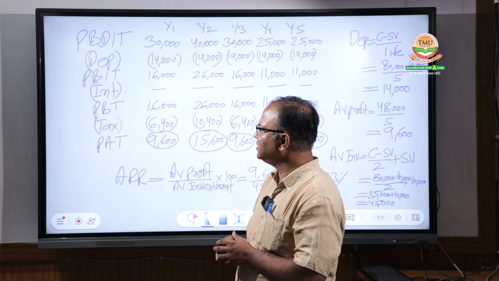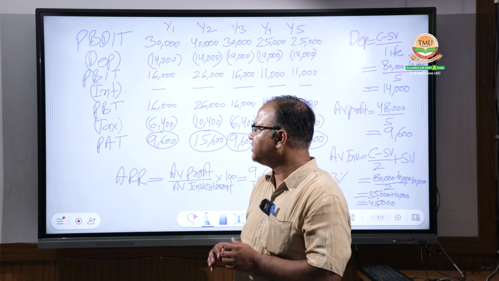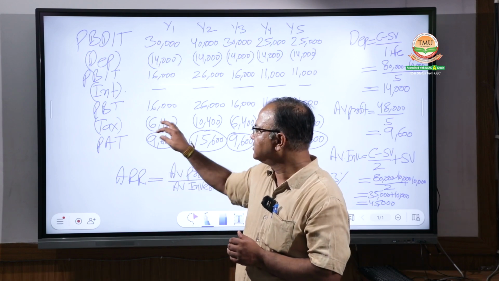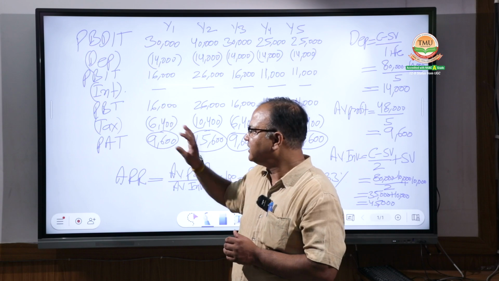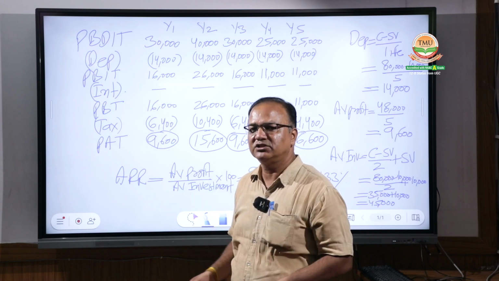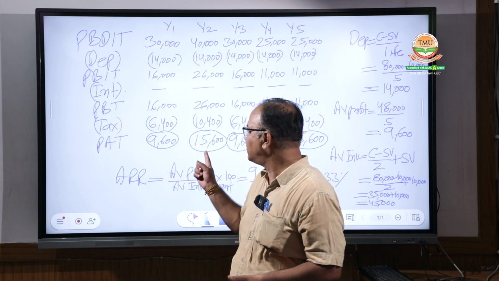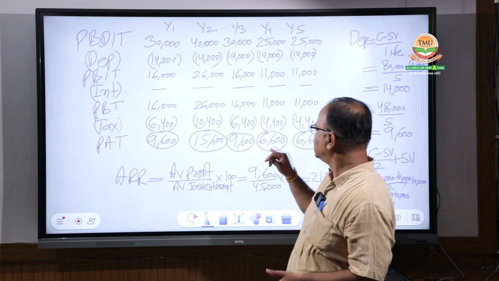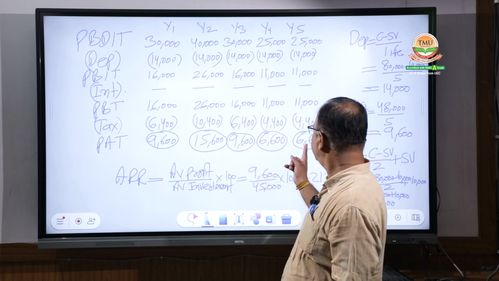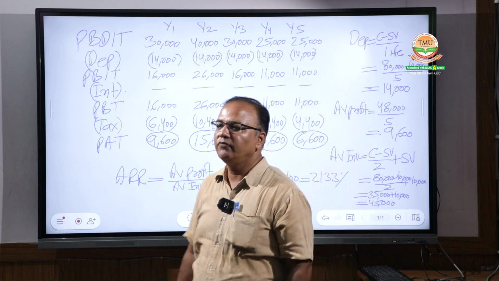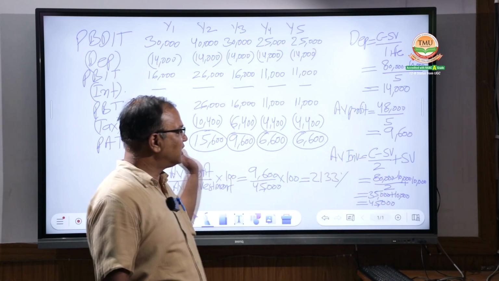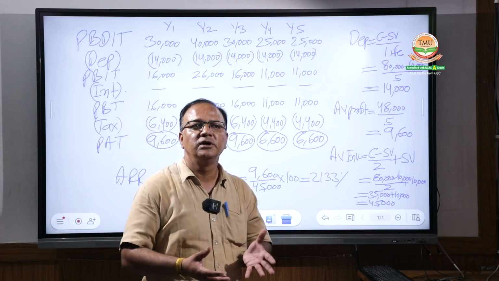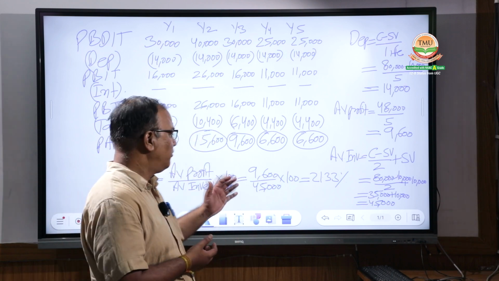Amount of PBT was 16,000. So I charged tax at the rate of 40%. It was 6,400, and simply I deducted 6,400 from 16,000. The figure which I received: 9,600 in first year, 15,600 in second year, 9,600 in third year, 6,600 in fourth year, and again 6,600 in fifth year. So these are the amounts of profit after tax which we actually have to receive.